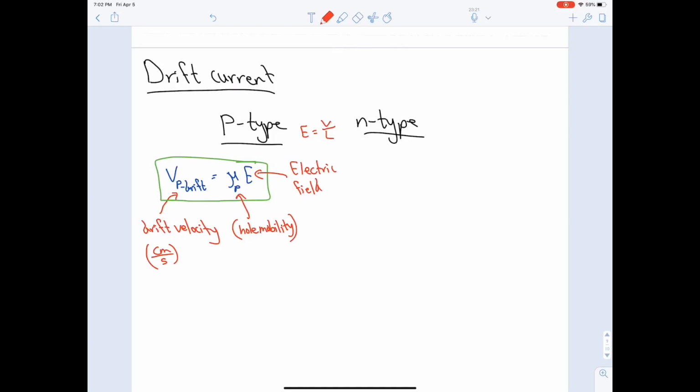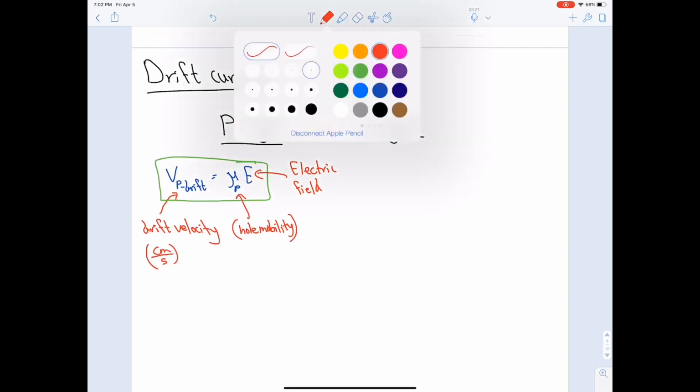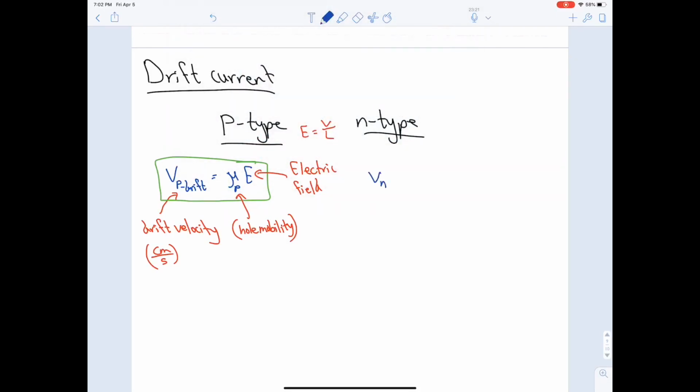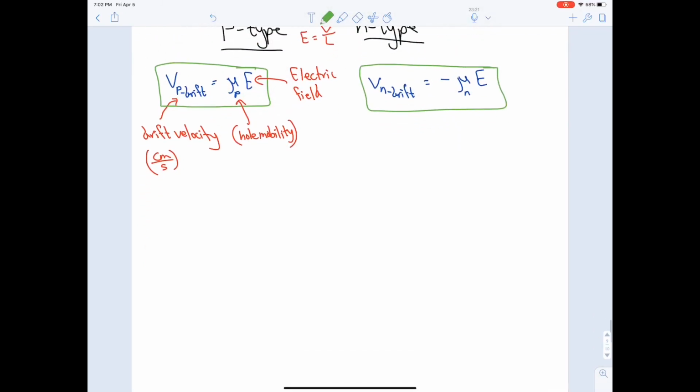In the n-type, V n drift is equal to the negative electron mobility multiplied by the electric field. Okay, mu n is the electron mobility.